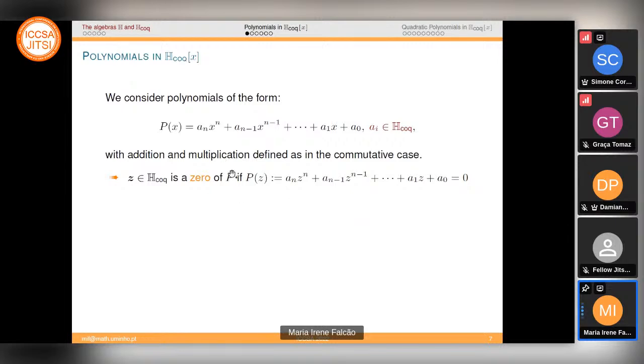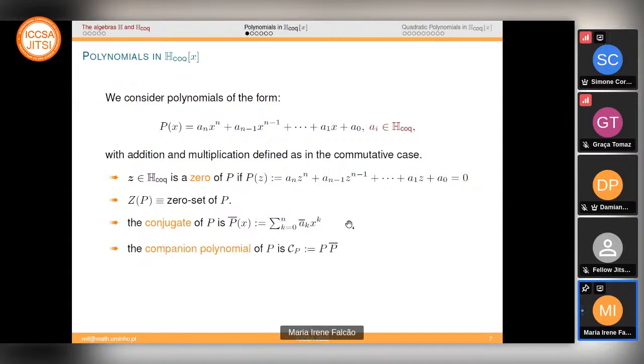The zero of a polynomial is defined in this way. And the conjugate of the polynomial is the polynomial that we obtain by conjugating the coefficients of the polynomial. And the companion polynomial is the polynomial that we obtain by multiplying p by its conjugate. This means that if p has degree n, this polynomial has degree 2n and is a real polynomial. This means that all the coefficients are real.